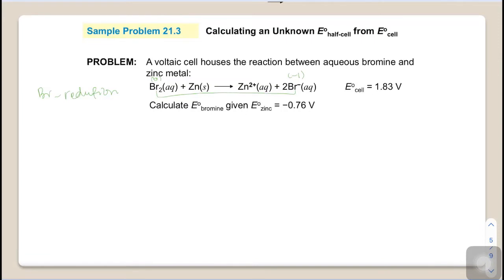When we look at the zinc, the oxidation number of zinc is 0 initially, then it turns to plus 2. So the oxidation number increases, which means that zinc undergoes oxidation. We know that reduction always occurs at the cathode, so this is what will happen at the cathode, the reduction of the bromine, and oxidation always occurs at the anode, so the zinc undergoes oxidation at the anode. Then the question asks us to calculate the E naught of the bromine when the E naught of zinc is given and the E naught cell is also given.